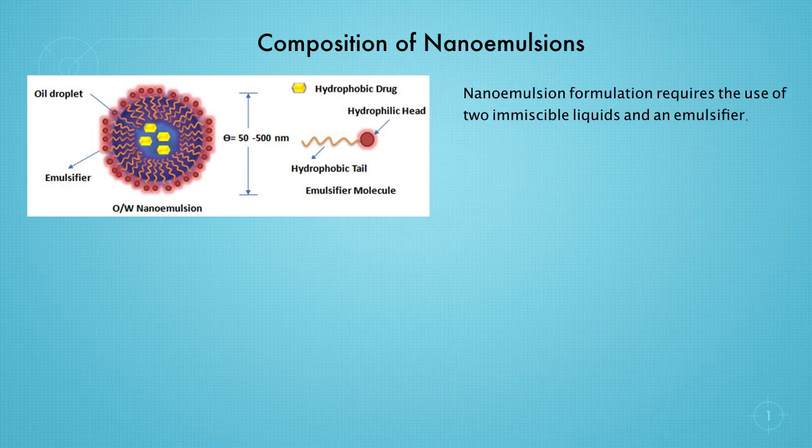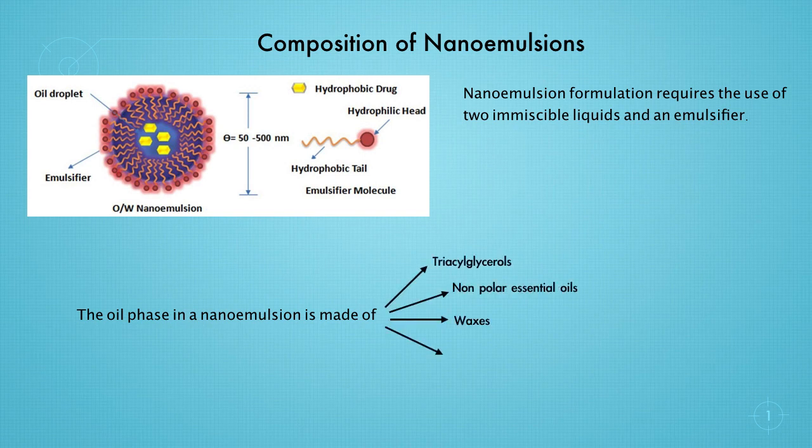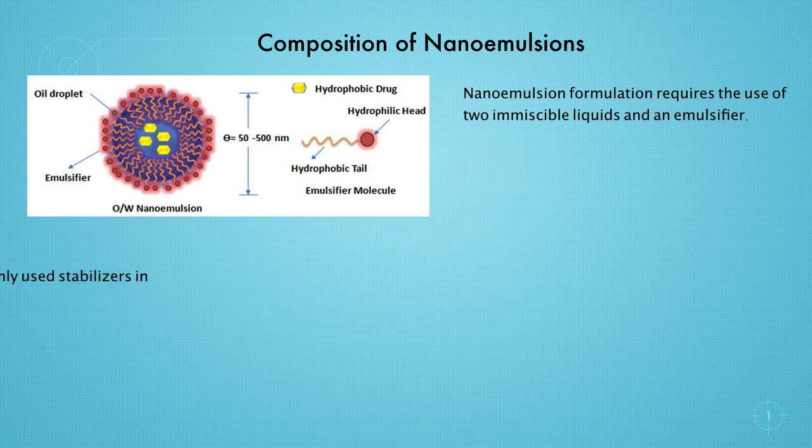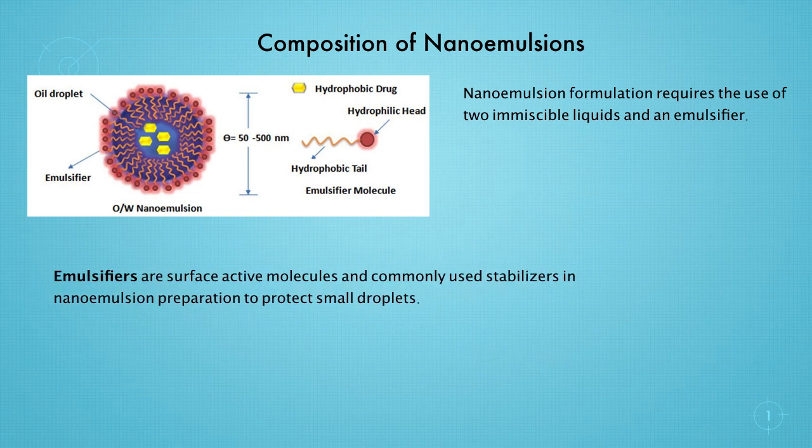The formation basically requires two immiscible liquids and an emulsifier, particularly in oil-in-water nanoemulsification. The oil phase can be made up of triglyceride, non-polar essential oil, waxes, or oil-soluble vitamins. Emulsifiers are used to stabilize and reduce the interfacial tension, resulting in the formation of a small and stable nanoemulsion. Besides this property, they also prevent collision between small droplets and increase the kinetic stability of the nanoemulsion. So the main function of the emulsifier is to stabilize the whole molecule.